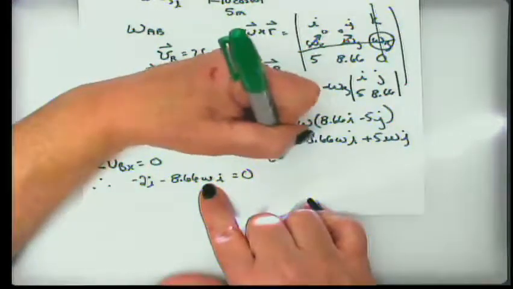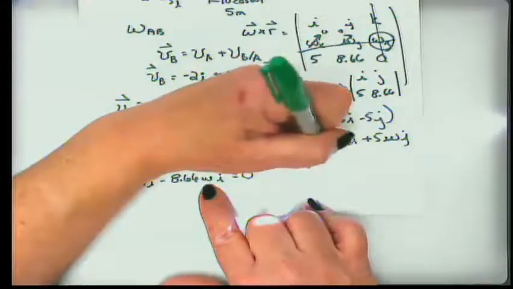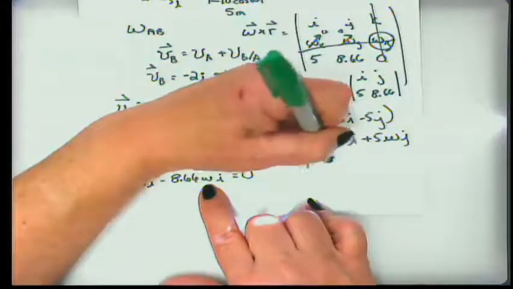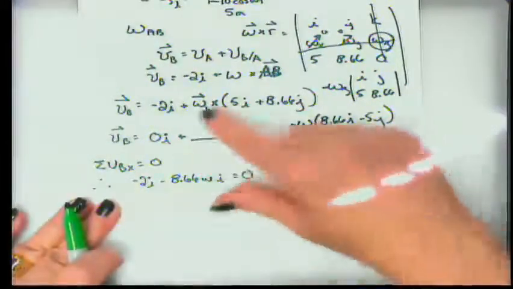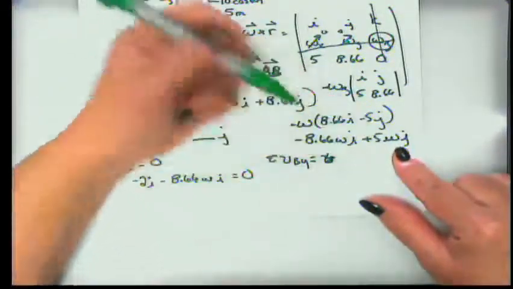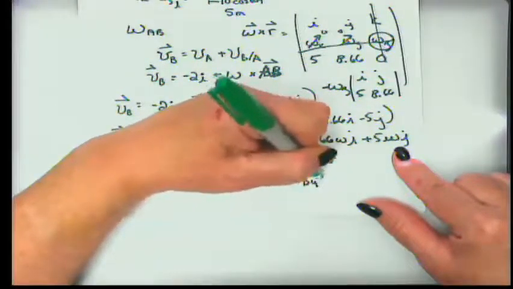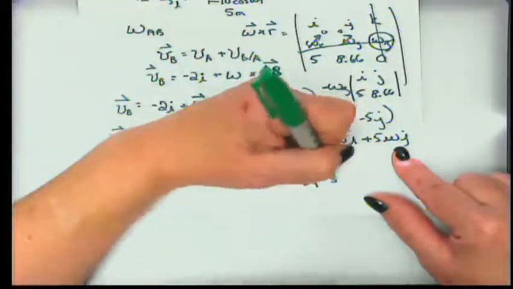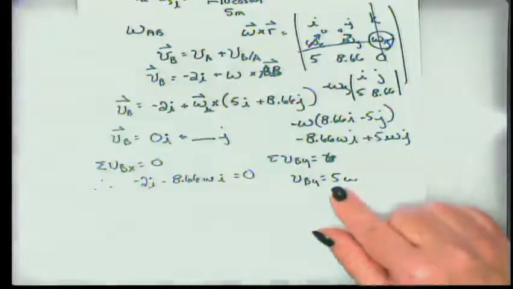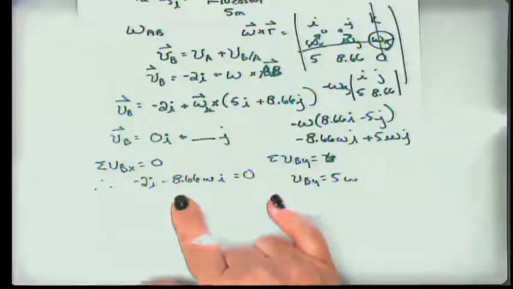And then I can say that the velocity of B in the y direction is not necessarily going to be equal to 0, but it's going to equal whatever that sums up to be. All right, so we have an I and a j. So here we just get, we don't even know what it is. The velocity of B in the y direction is equal to 5 omega. All right, so over here, I can solve for omega, right? Using this equation.